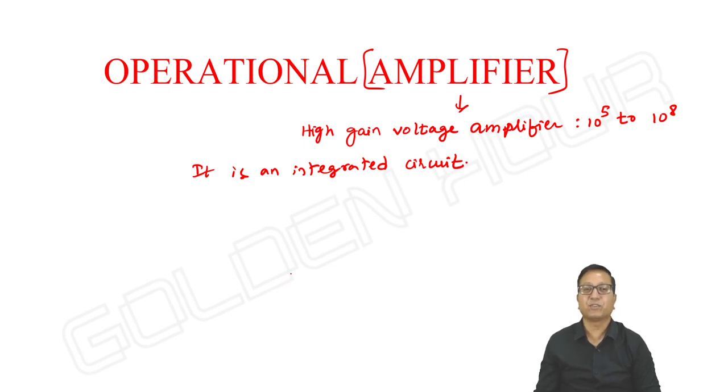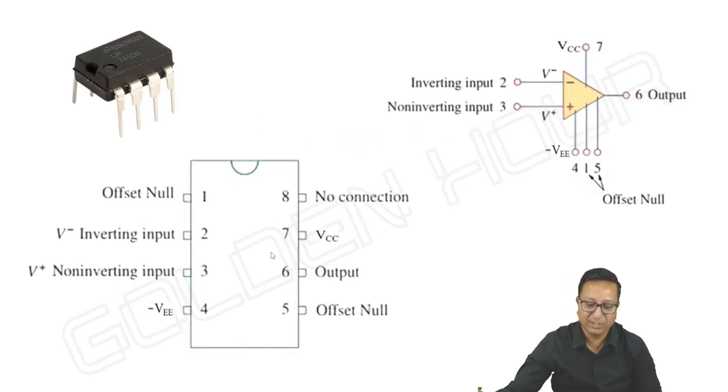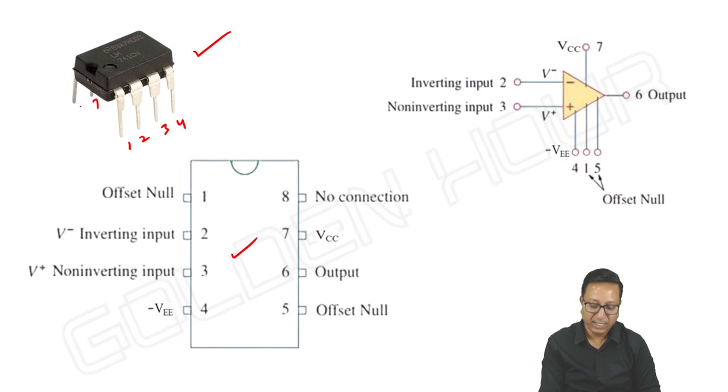And the most commonly used integrated circuit is the LM series IC741, which looks like this, and this is the pin configuration of IC741. It is an 8-pin integrated circuit and requires two power supplies. One is a positive power supply VCC, another is a negative power supply. It has two input terminals. One is the inverting input terminal, and the voltage at the inverting terminal is denoted by V minus, and another is the non-inverting input terminal, and the voltage at the non-inverting terminal is denoted by V plus.